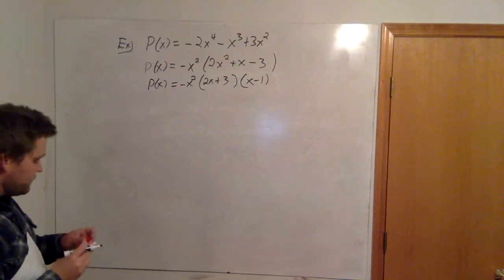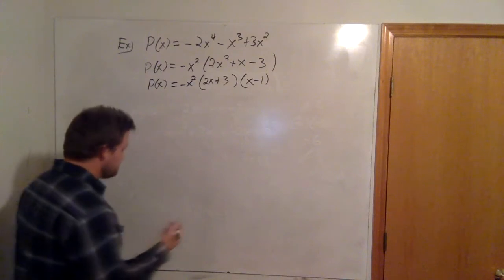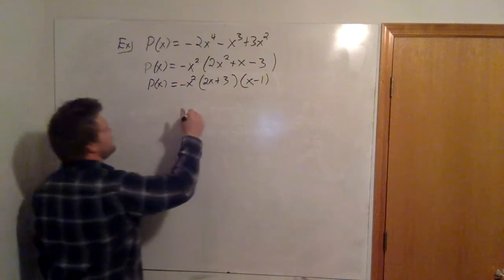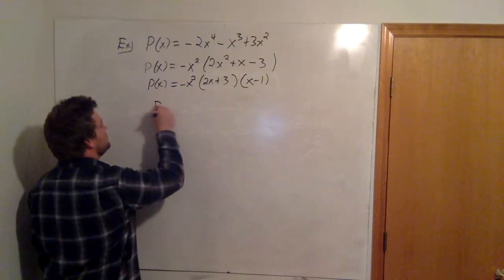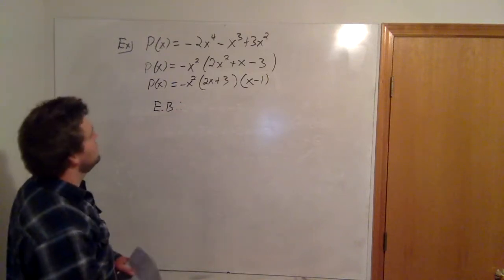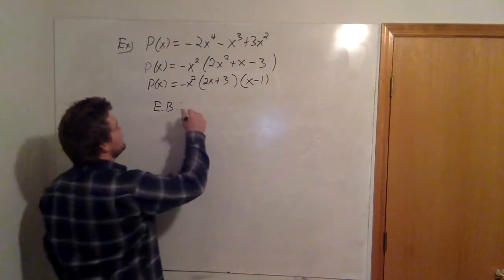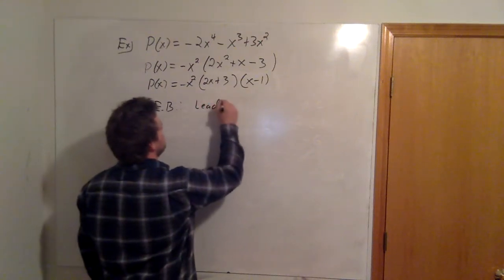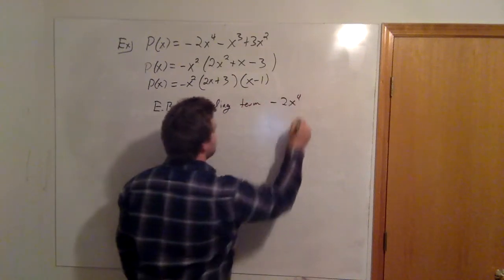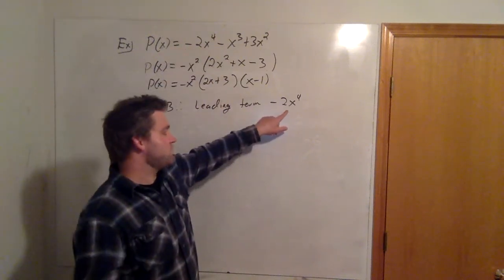So now that we have it in factored form, we can gather all the information we need to graph this polynomial. Okay, so let's first talk about maybe how about its end behavior. When we're trying to find the end behavior of a polynomial, recall that we just look at the leading term. The leading term is a negative 2x to the 4th.